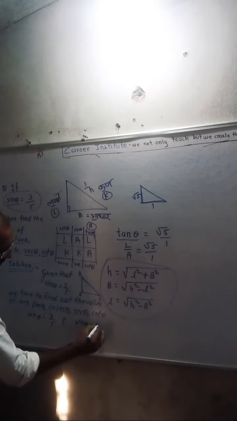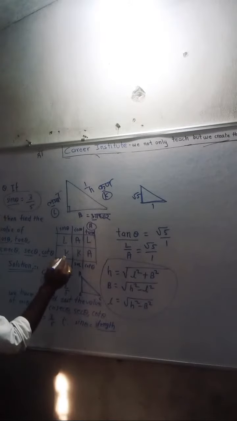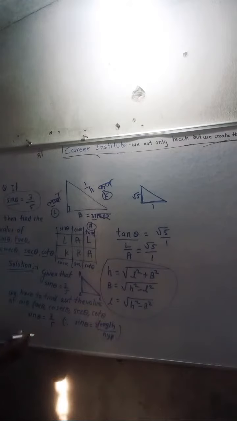Length divided by current. Current means hypotenuse. We know that, and after that, what we have to write down? In place of sine theta, now what we will write down? Length divided by hypotenuse is equals to 3 divided by 5. That means length is equals to 3, and hypotenuse is equals to 5. This much is clear.